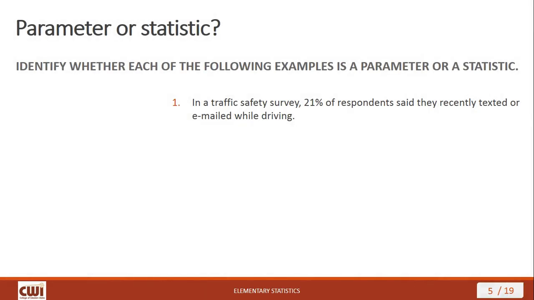Here's an activity that will help us to hone down this distinction between parameters and statistics. I'm going to give you some examples, and then you're going to tell me whether it's a parameter or a statistic. So, yeah, we're going to get right into the active learning right here at the get-go. So, pay attention. Here's your first example. In a traffic safety survey, 21% of respondents said they recently texted or emailed while driving. Is this a parameter or is this a statistic? I'll give you a few minutes to decide.